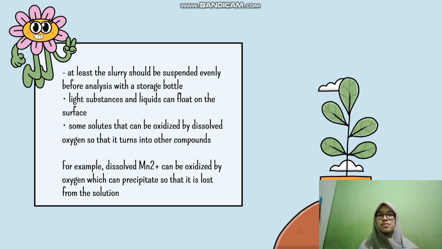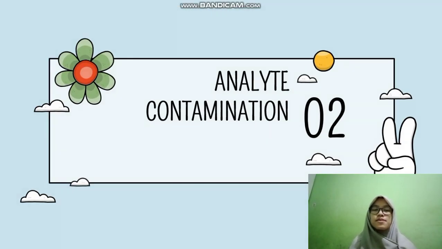Then some solutes can be oxidized by dissolved oxygen so that they turn into other compounds. For example, dissolved Mn2+ can be oxidized by oxygen, which can precipitate so that it is lost from the solution. Next, I will explain about analyte contamination.